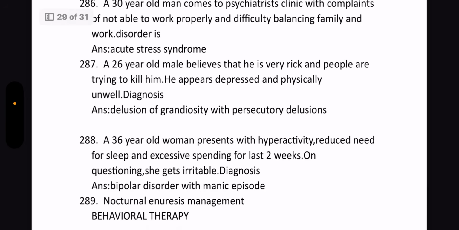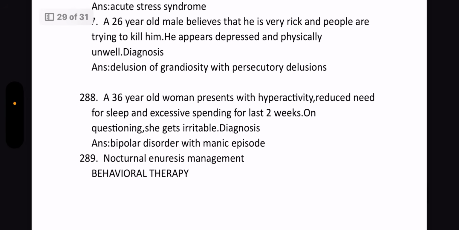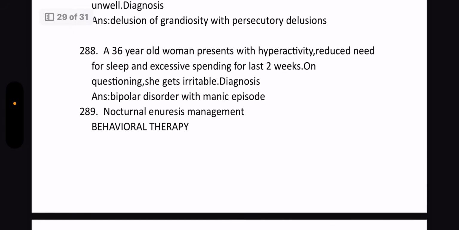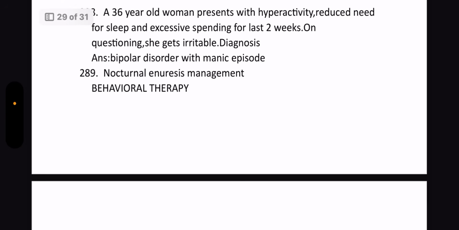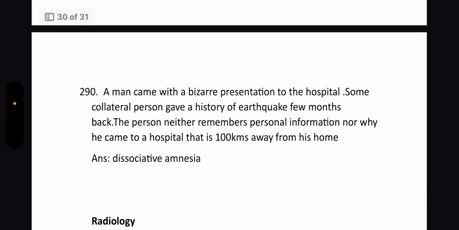Next, 26-year-old male believes that he is very rich and people are trying to kill him. He appears depressed and physically unwell. Diagnosis: delusion of grandiosity with persecutory delusions. Next, 36-year-old woman presents with hyperactivity, reduced need for sleep, excessive spending for last 2 weeks. On questioning, she gets irritable. Diagnosis is bipolar disorder with manic episode. Nocturnal enuresis management is behavioral therapy.